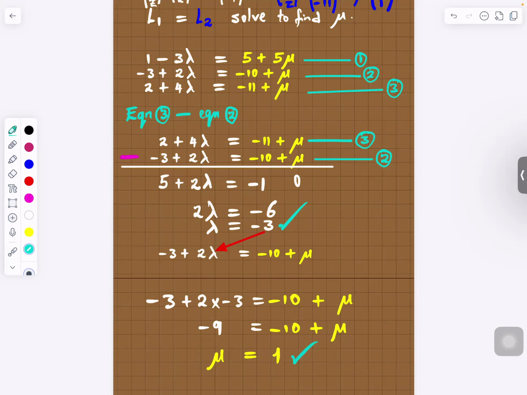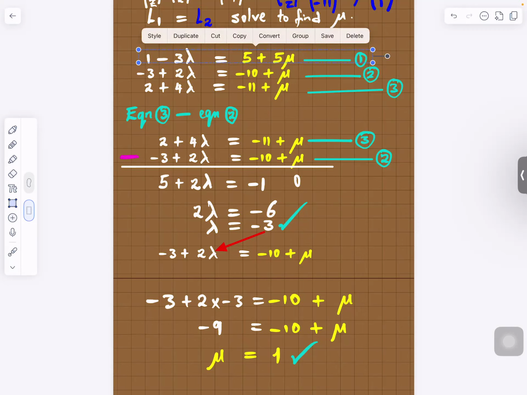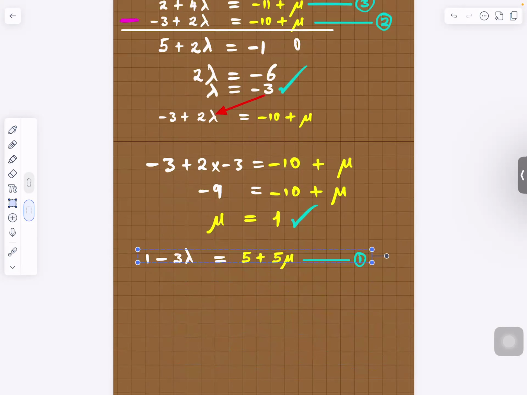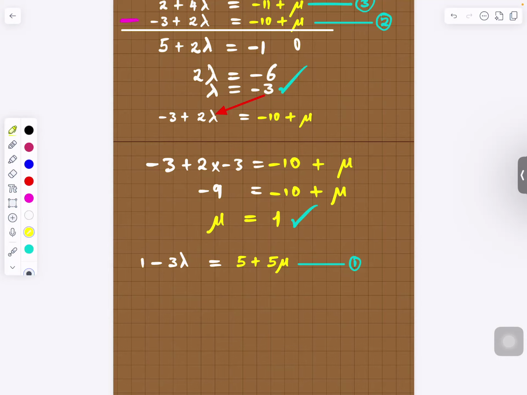So now that we got mu and lambda, we're going to use equation 1, because we haven't been using equation 1. We're going to use equation 1 to check if it is correct. We have used equations 2 and 3 to find mu and lambda. We would take it now and put it in equation 1 to check. So you would say sub into equation 1.